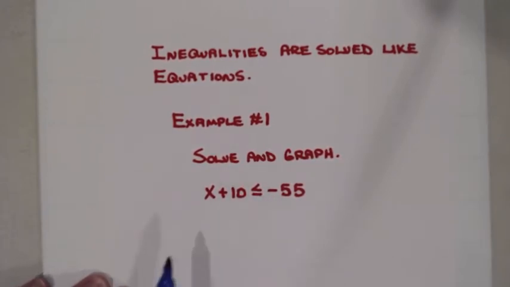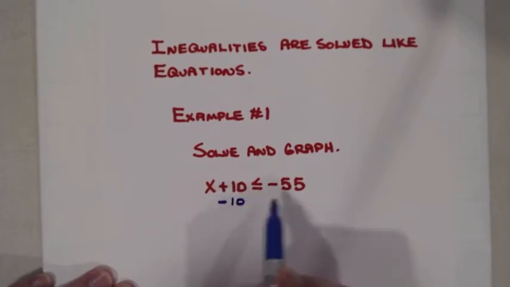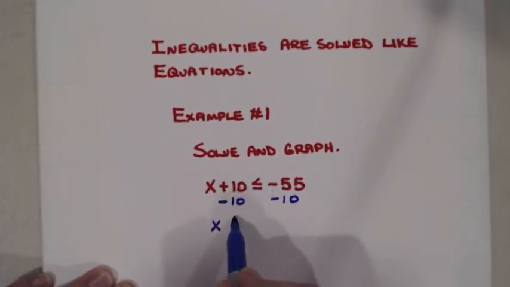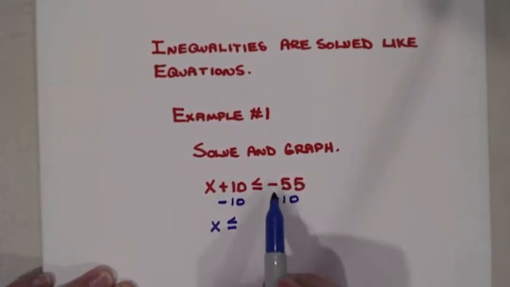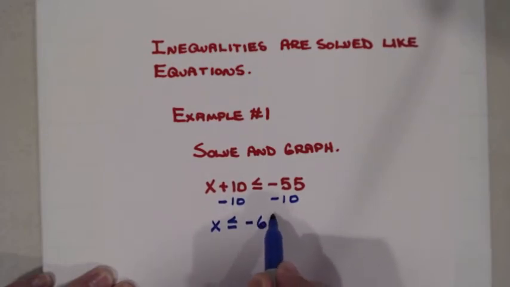You treat this just like you would an equation. You do the opposite to solve an equation. You do the opposite to solve an inequality. Don't let this symbol throw you off. Right now it's going to act just like an equal symbol. So the opposite of positive 10, negative 10. That means you need to subtract 10 from both sides. Bring down your X. Bring down your inequality symbol, which is less than or equal to. Negative 55 and negative 10 put together, signs are the same, add them together, keep the sign, negative 65.